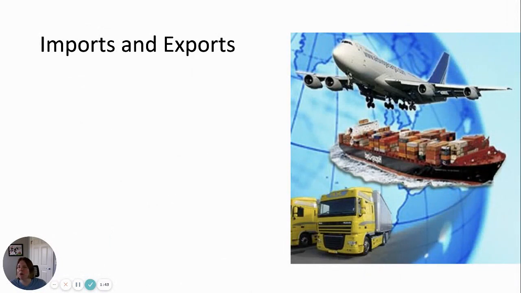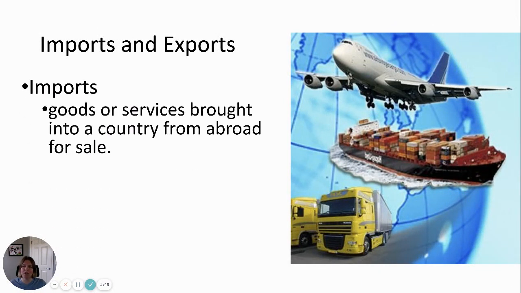All right, so imports and exports. Let's review. What are imports and what are exports? Well, imports are goods or services brought into a country from abroad. So anything that's made in a foreign country and then is sold here in America, or brought here to America to be sold, we would call that an import. So everything you have that says made in China. Like I have this thing in front of me right here.